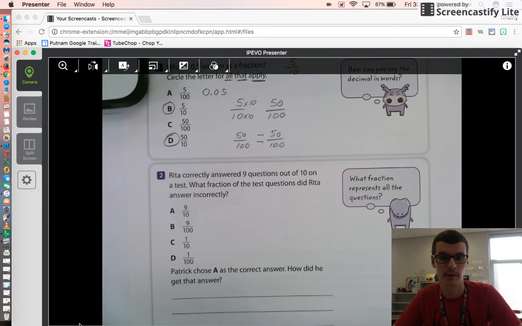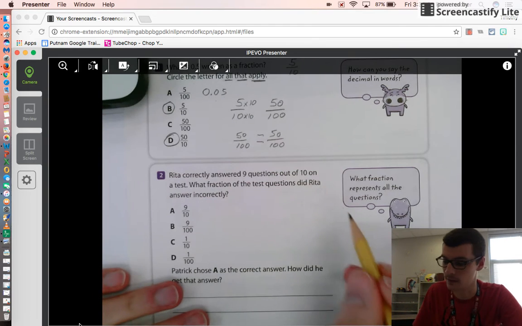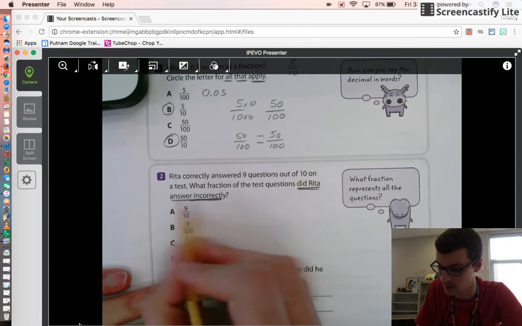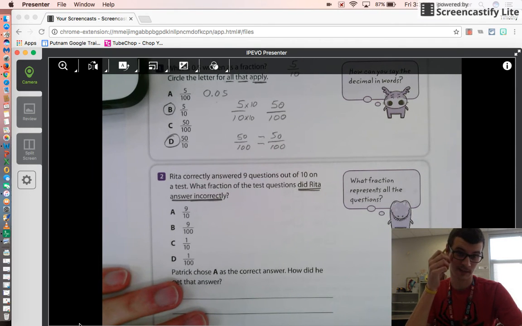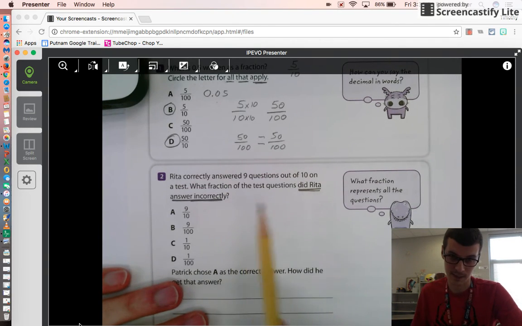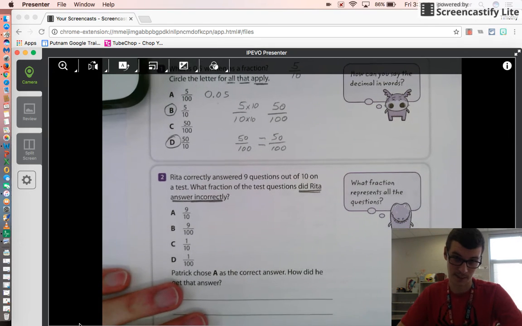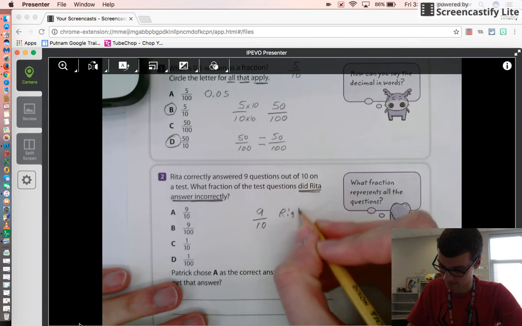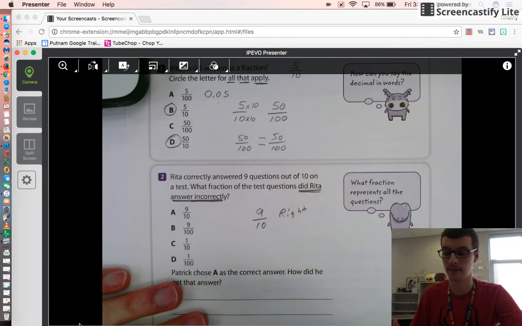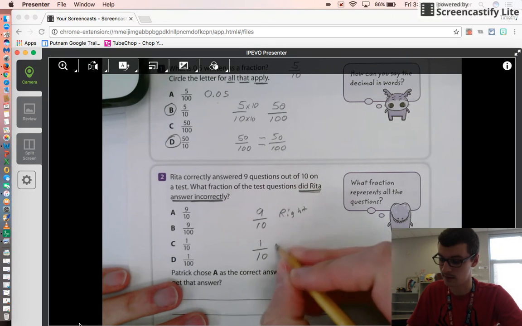Number 2. Rita correctly answered 9 out of 10 questions on a test. What fraction of the test questions did Rita answer incorrectly? Did Rita answer incorrectly? What do you think a lot of people did here? I bet that they went for what she did get correct. That's not what we're looking for. How many did she answer correctly? If she got 9 out of 10 right, that leaves what fraction that she got wrong? Answer that now. That would be 1/10 wrong.